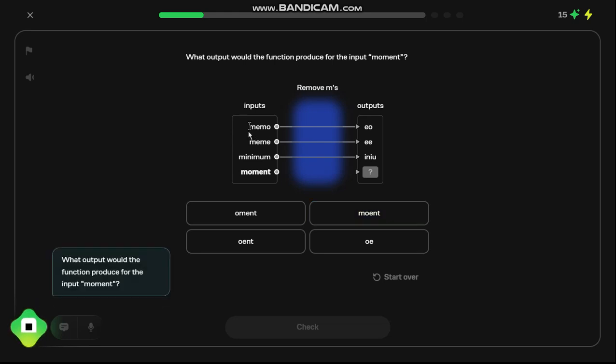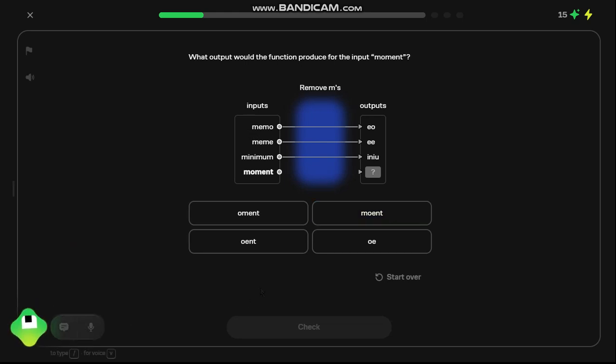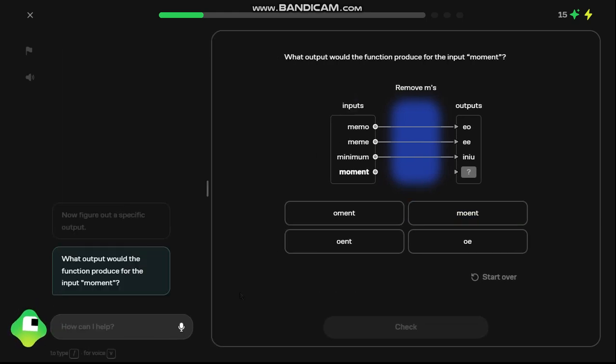Now figure out a specific output. What output would the function produce for the input moment? So I see that the function is remove M. So if moment goes through the remove M function, the output must be one with no M, right?